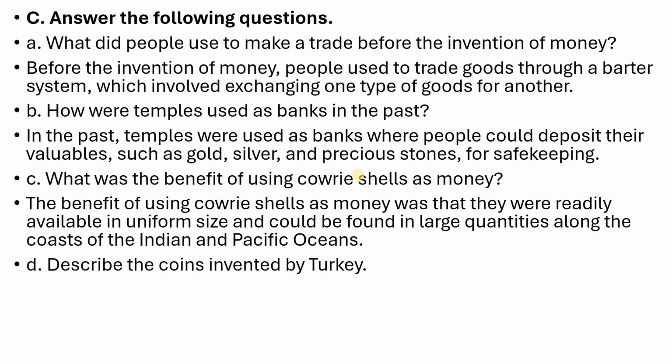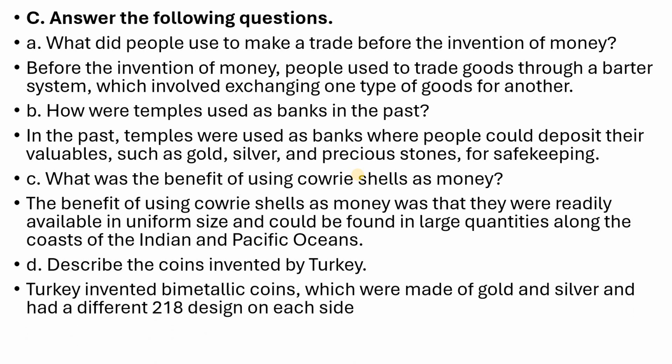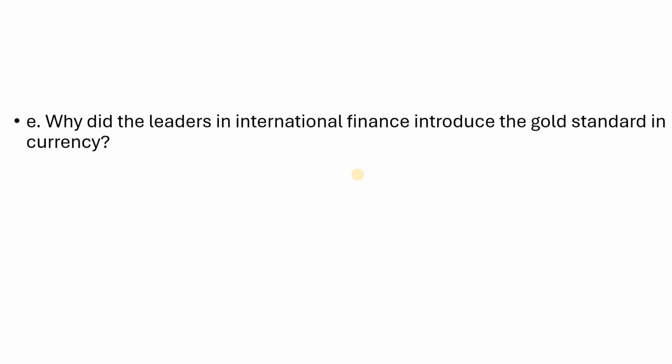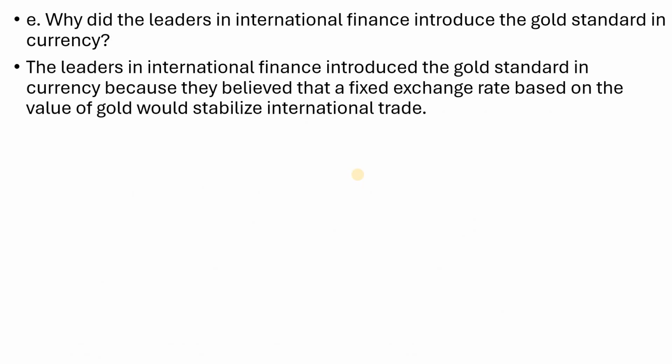Next is describe the coins invented by Turkey. Turkey invented bimetallic coins which were made of gold and silver and had a different design on each side. Now, why did the leaders in international finance introduce the gold standard in currency? The leaders in international finance introduced the gold standard in currency because they believed that a fixed exchange rate based on the value of gold would stabilize international trade.